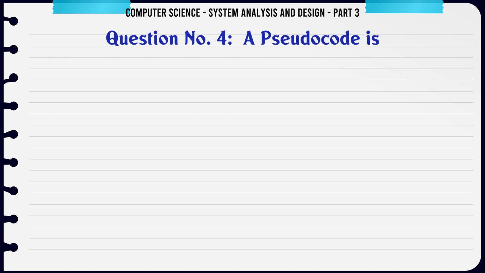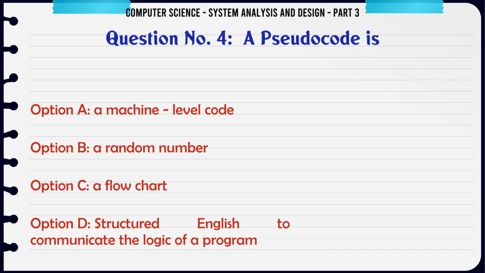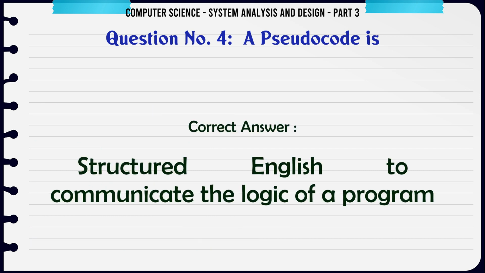A pseudocode is: A. Machine-level code, B. A random number, C. A flowchart, D. Structured English to communicate the logic of a program. The correct answer is structured English to communicate the logic of a program.